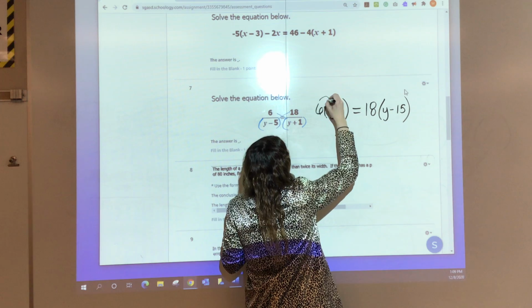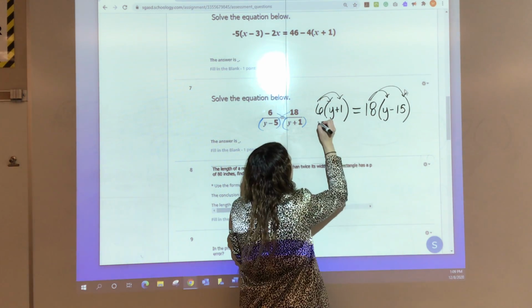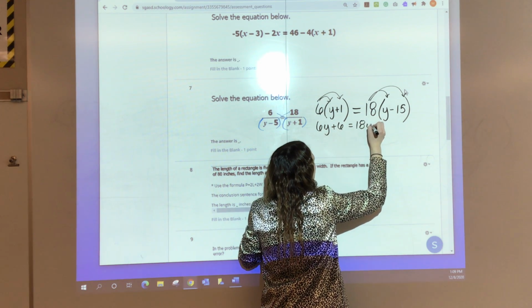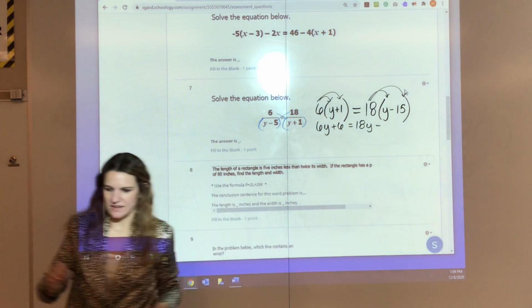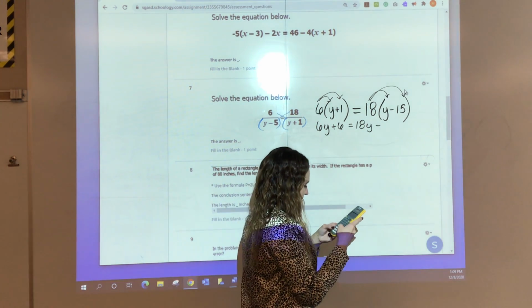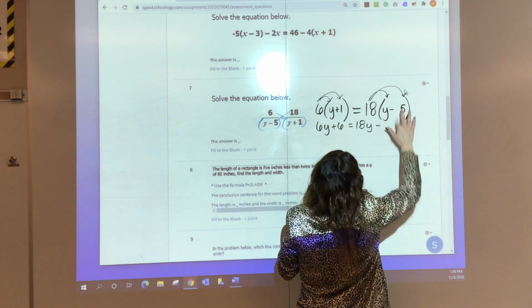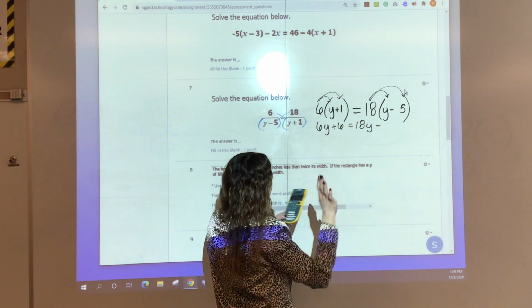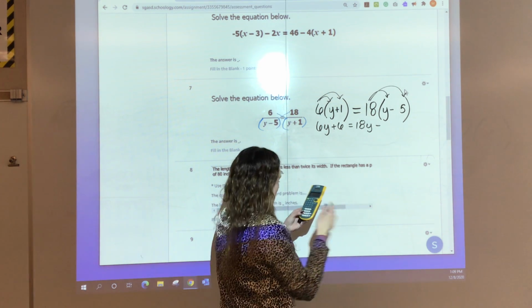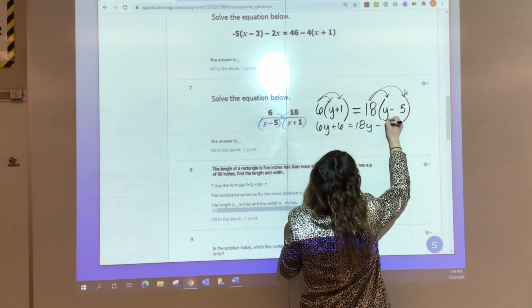Next, we need to distribute on both sides to see what we get. So we should get 6y plus 6 equals 18y minus 90, I believe. Maybe not. Oh, that's a 5. No wonder. That's a 5. Just be careful. Yep, that's right. Okay. 18 times 5 is 90. Good. Minus 90.